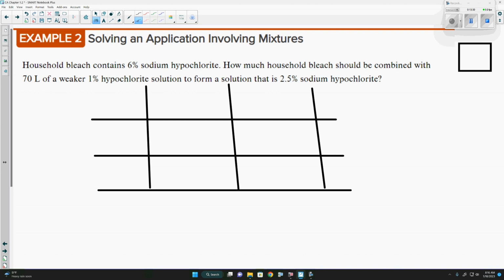So here, the other type that we have is involving mixtures. Mixtures is going to be very similar to what we just did. The process is the same, but we're looking at a different type of setup. Household bleach contains 6% sodium hypochlorite. How much household bleach should be combined with 70 liters of a weaker 1% hypochlorite solution to form a solution that is 2.5% sodium hypochlorite?